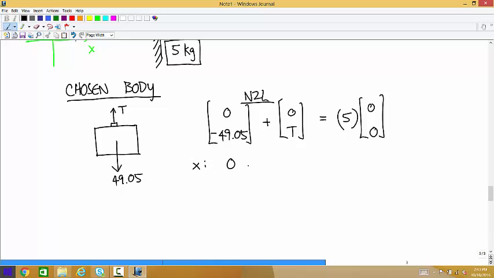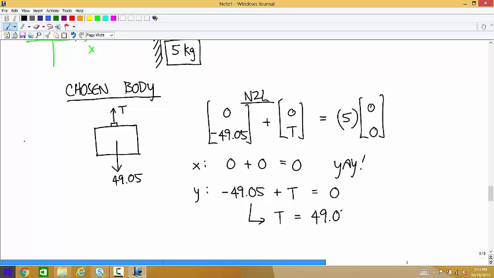So the x equation says 0 plus 0 equals 0. Yay! Right again! Sometimes you do these and you get 50 equals 0 or something, and then you're not so happy. And then the y equation says negative 49.05 plus T is equal to 0. Solve for T. T is equal to 49.05 newtons.